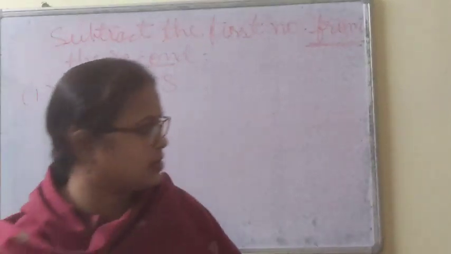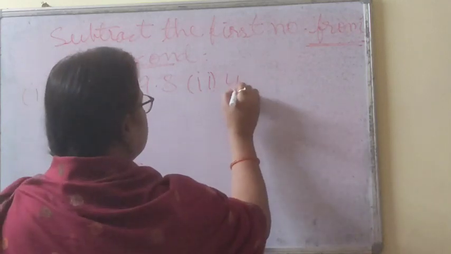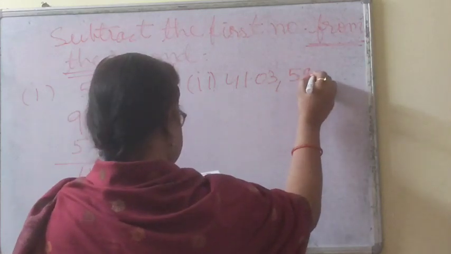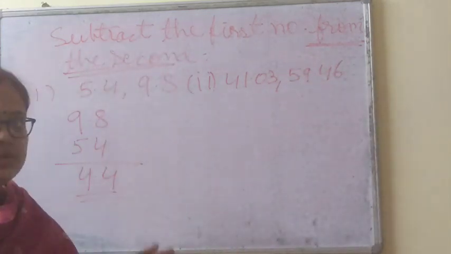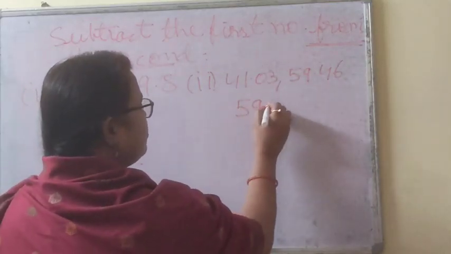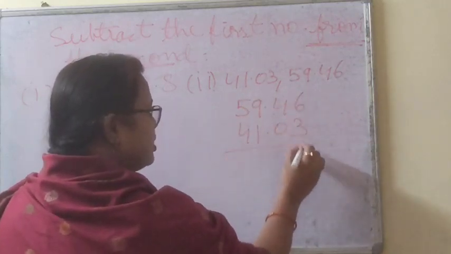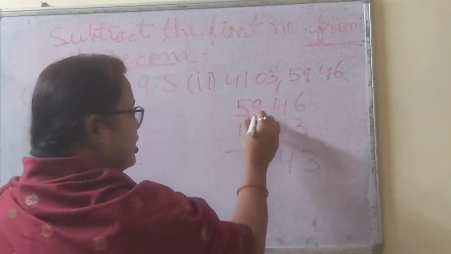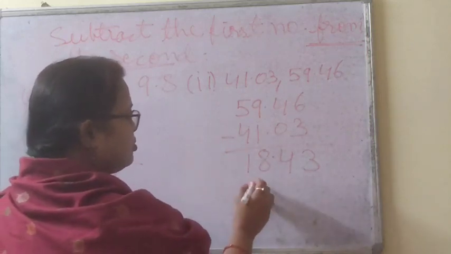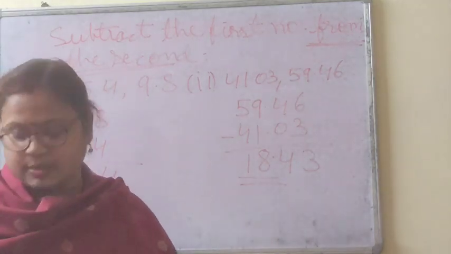Okay. Now the next question is 41.03 and 59.46. If this is the question, then how will we subtract? Again, this is the same question. So first we will write 59.46, and then we will write 41.03. So 6 minus 3, 3. Then 4. 9 minus 1, yes, 8. And then 5 minus 4, 1. Clear? So the answer will be what? 18.43. Like this you can do the subtraction.